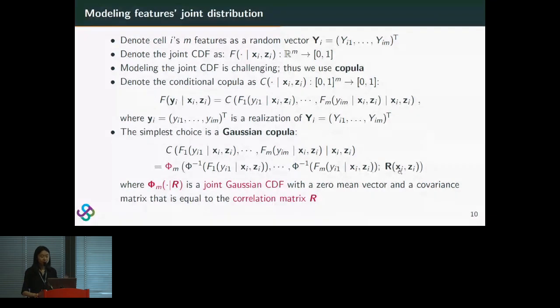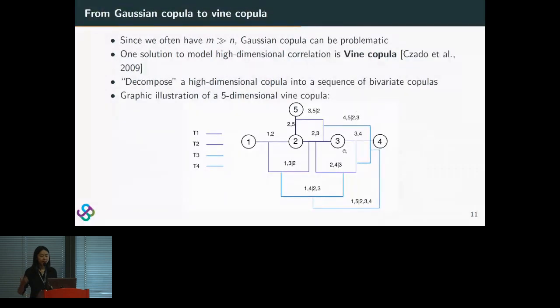One more thing I should say here is that to account for the high dimensionality in Gaussian copula, when the number of features is larger than the number of cells, this will give us a non-invertible correlation matrix because of the high dimensionality. So this will give us trouble with calculating the likelihood.